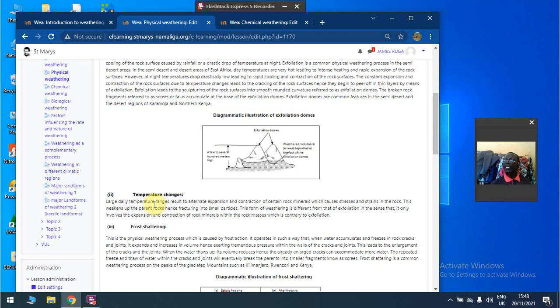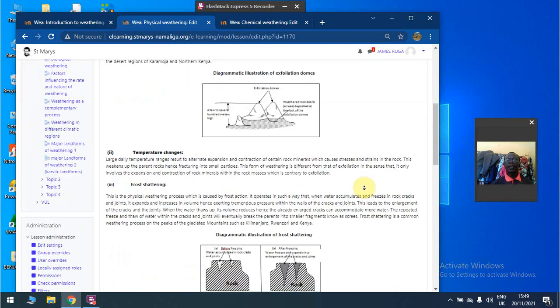It will create strains and weakness in the rock mass, and eventually the rock will begin to shatter, or break up into smaller and smaller particles. This form of weathering is not the same as exfoliation weathering, because it affects the rock grains and the rock minerals, and it is these rock grains or minerals which are affected by temperature changes in this form of weathering.